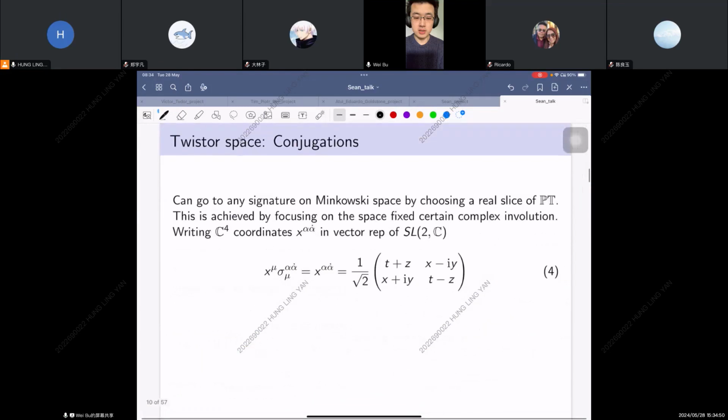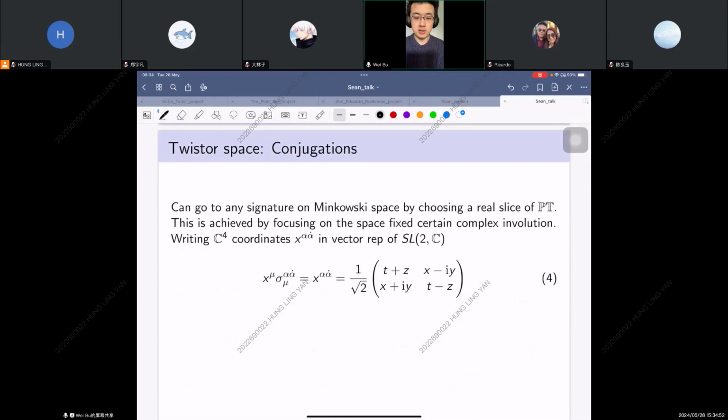Okay, so then, as I said, this is the twisted space for complexifying Minkowski space, C4. So how do you go to any signature? You can go to any signature on Minkowski space by choosing a real slice of twisted space. And that just means you define an involution, a complex involution, from PT to PT, and you look for the fixed points under this involution.